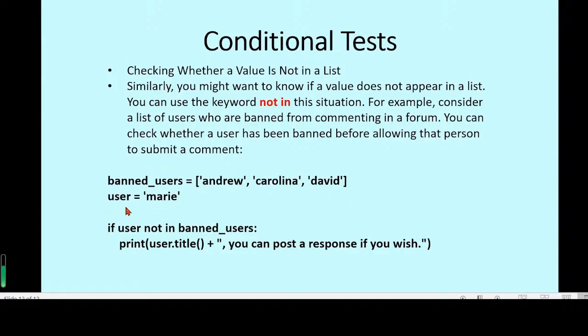So another user called Mary. If user not in banned users, we will print the user's title form, you can post a response if you wish. Because this user's value is Mary, and Mary is not in this list, this conditional test will get true. So this message will be printed out.